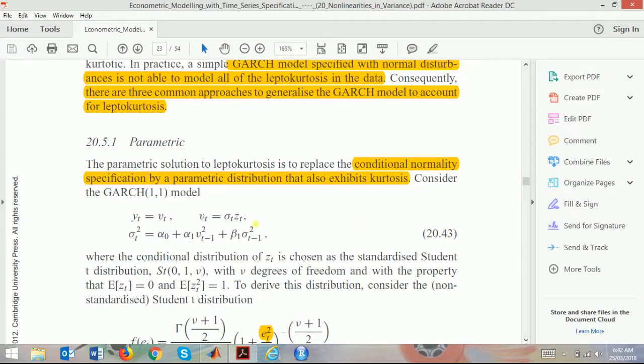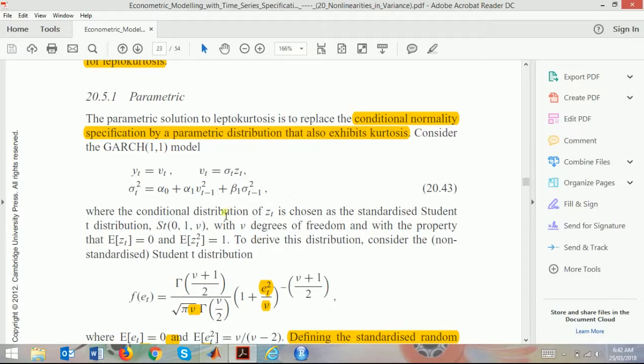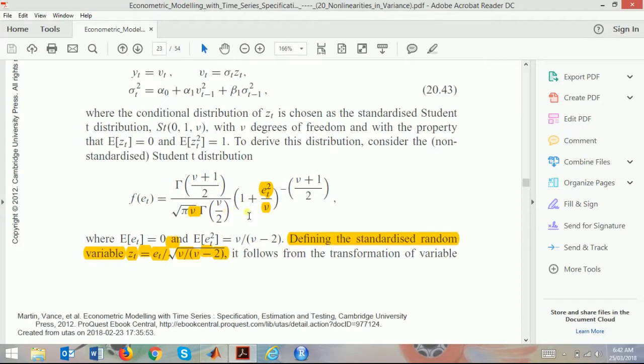So when this is the basic GARCH model, the conditional distribution of Z is chosen as the standardized student T distribution. Here Z equals mu divided by sigma, something we need to remember. Tau is the degrees of freedom with mean 0, variance 1, and the T distribution density is quite simple. Starting for z is gamma of tau plus 1 divided by 2, so we need to remember the part which is tau plus 1 divided by 2.